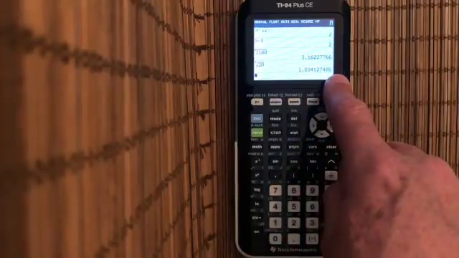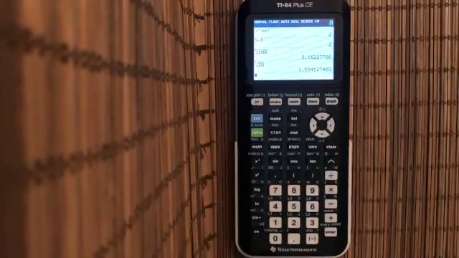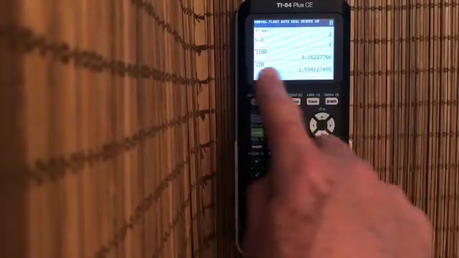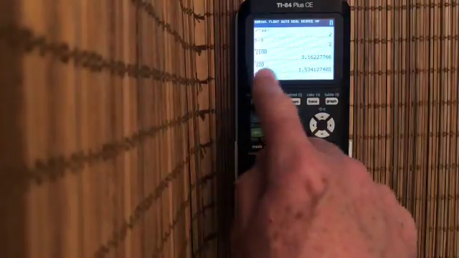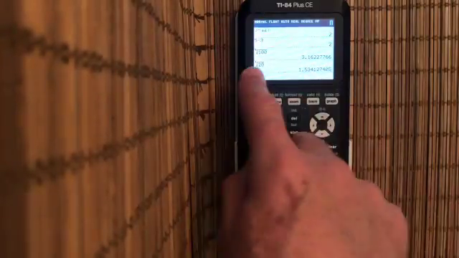1.534127405. Now the calculator cannot display an infinite number of decimals, so it stops here. So this is of course an approximation to this answer. This is the perfect expression, and this is an approximate representation of this.